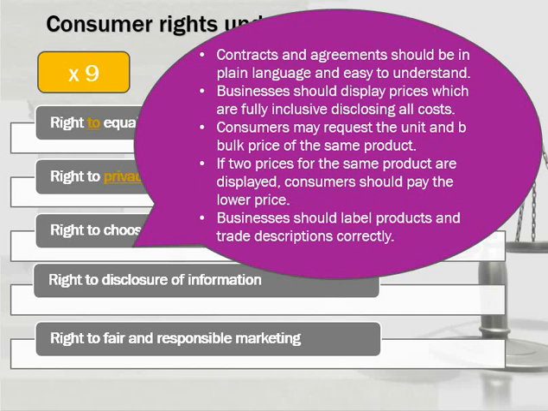There's a story of a car that was labeled 199 Rand instead of 199,000 Rand, and the gentleman paid 199 Rand. Consumers may request the unit and bulk price of the same product. So in other words, if I only buy one, what will it cost me? But if I buy 20, am I going to get a bulk discount? If two prices for the same product are displayed, customers should pay the lower price.